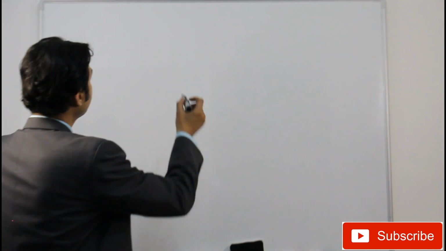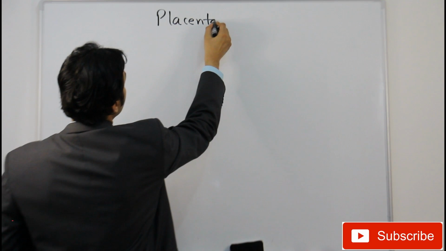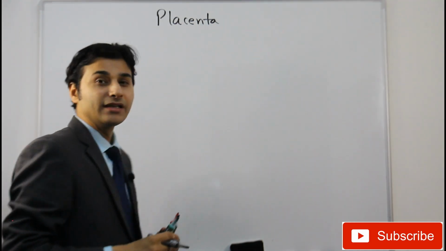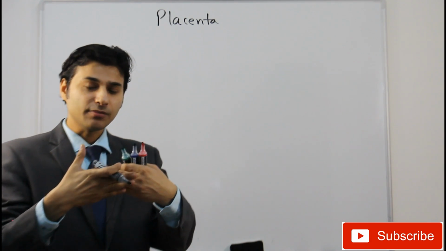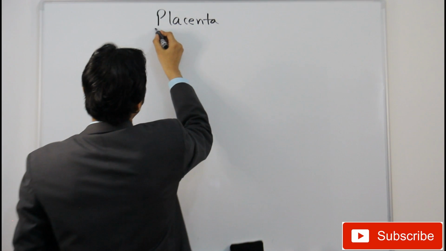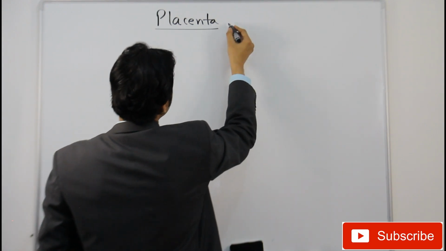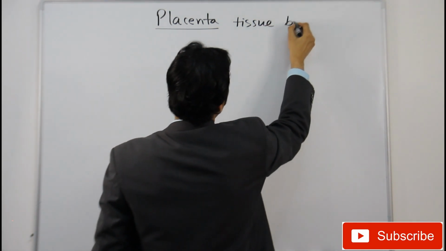Okay friends, so now we are going to discuss placentation types in plants, in flowers. So first of all, what is placenta? Placenta is a tissue by which the ovule is attached to the ovary. It's a part of the ovary wall by which, in plants, the ovule is attached to the ovary.